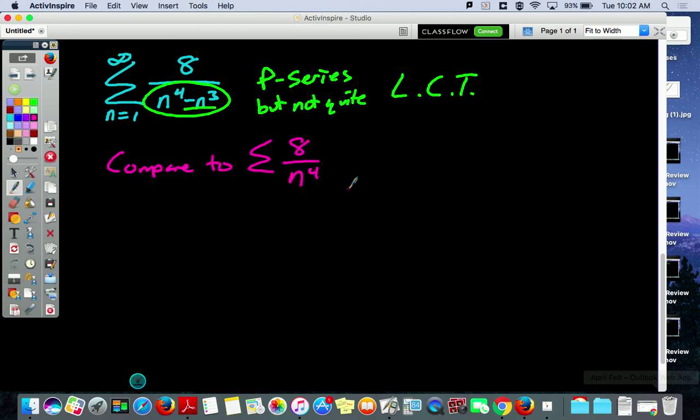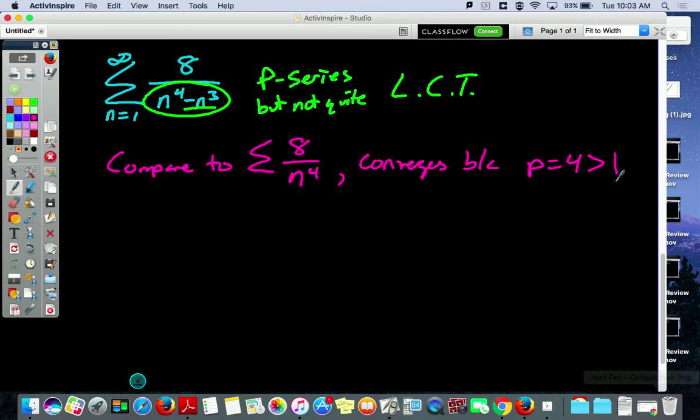If we compare it to this, what we know about this p-series is that it converges because p is equal to 4 and that is greater than 1. So we can make that statement that the p-series converges.